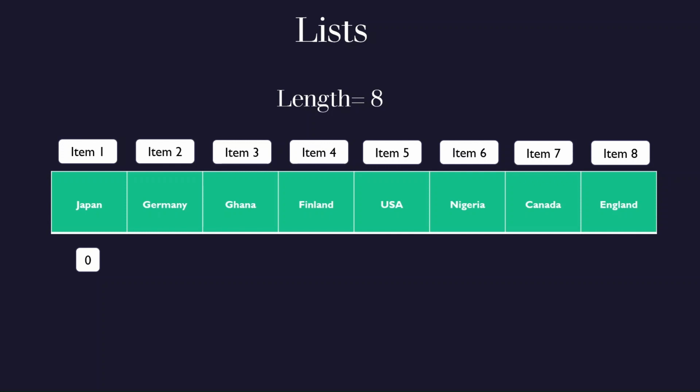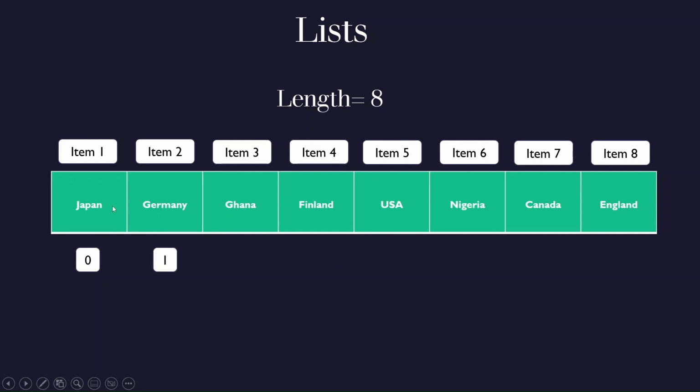Lists are in Python and arrays are typically in C++ or JavaScript or any other language, but it's the same thing with different names. So we say lists or arrays are 0 indexed, meaning the position in memory starts from 0. So Japan, instead of having its index be 1, starts from 0. Its index or position in this countries array or list is 0.